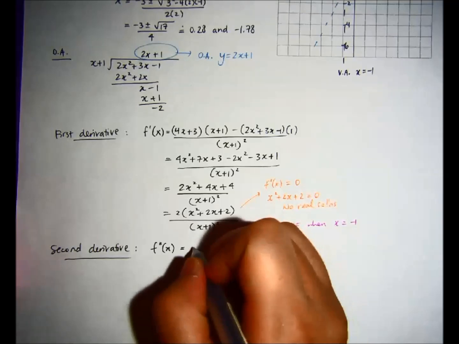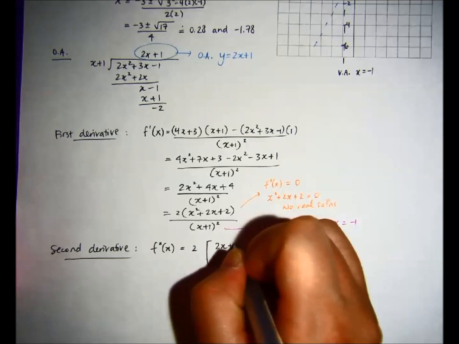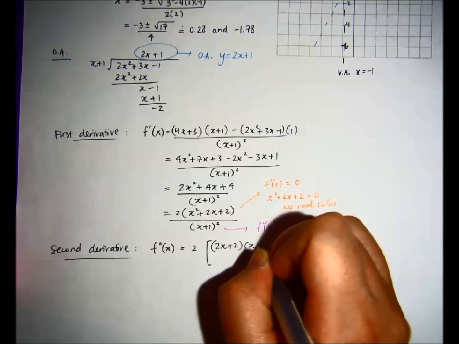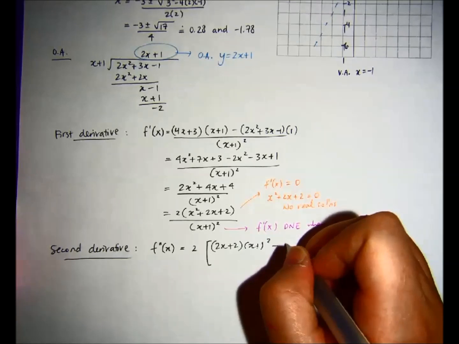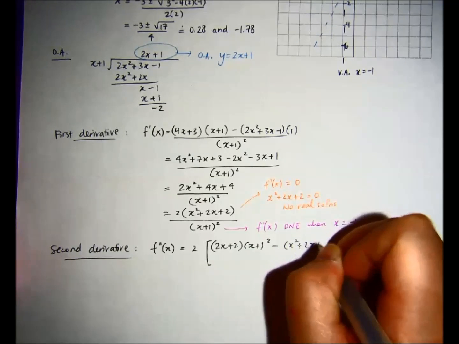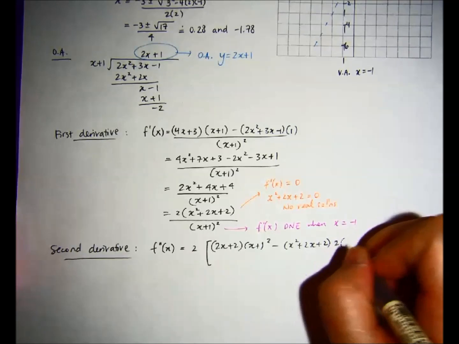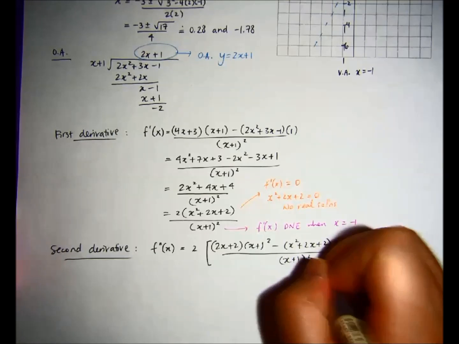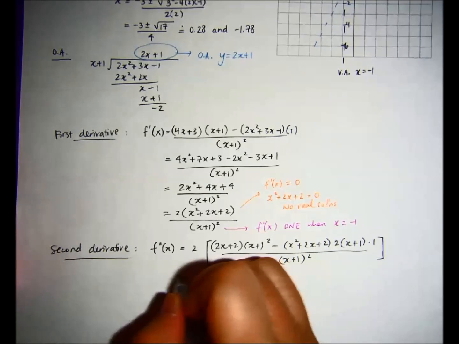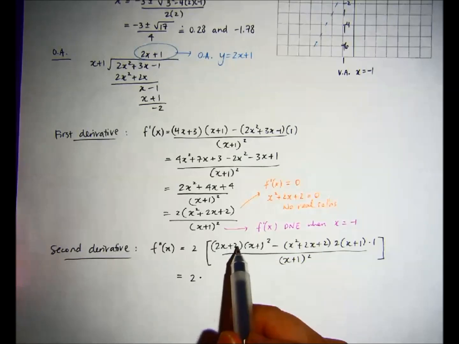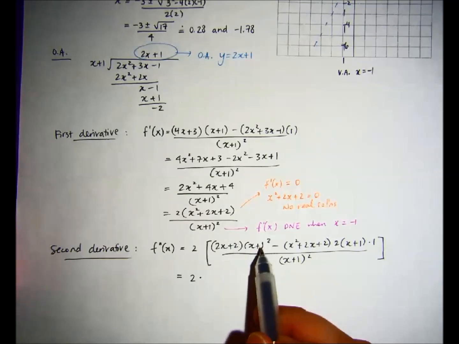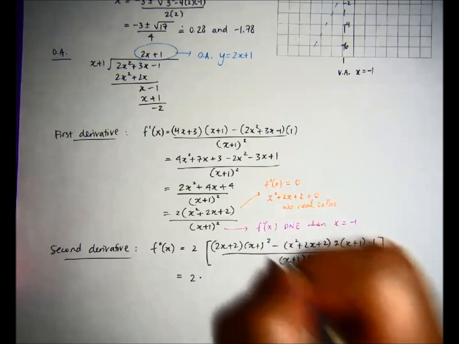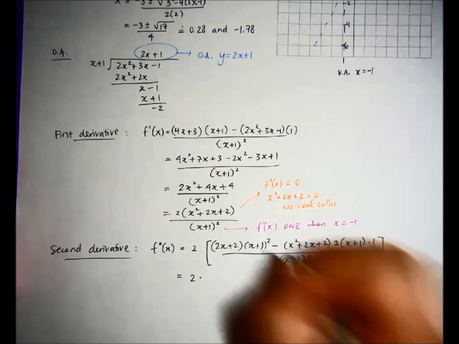So the second derivative is going to be 2 times 2x plus 2 times x plus 1 squared minus x squared plus 2x plus 2 times 2x plus 1 times 1 over x plus 1 squared. Okay, so I see that there's a 2 times x plus 1 that I can take out here as well as here. Sorry, bracket there.